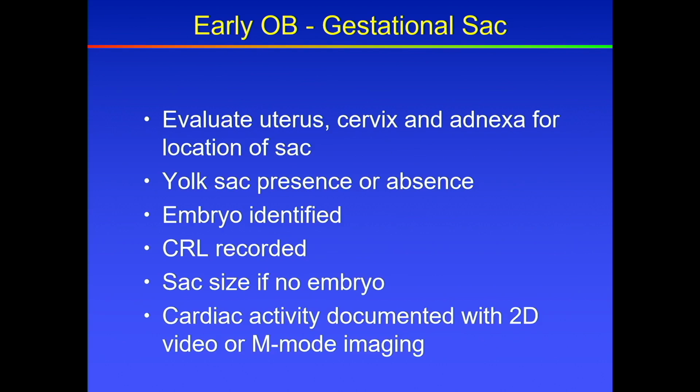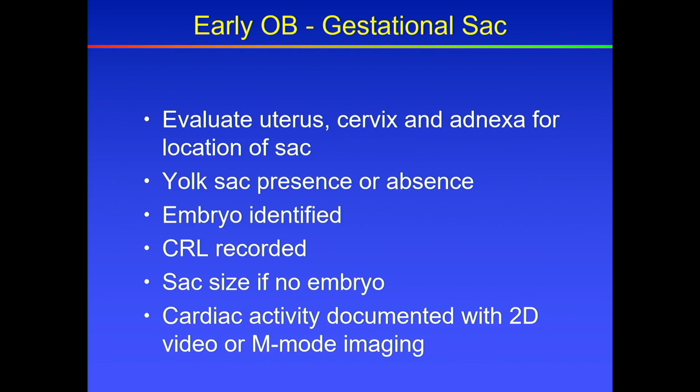So in very early obstetrical imaging, we want to look for that gestational sac. We want to evaluate all the uterine, cervical, adnexal structures. We want to document presence or absence of yolk sac and the embryo. If there is an embryo, we want to measure the crown rump length. That is the more accurate way to date and size the pregnancy.